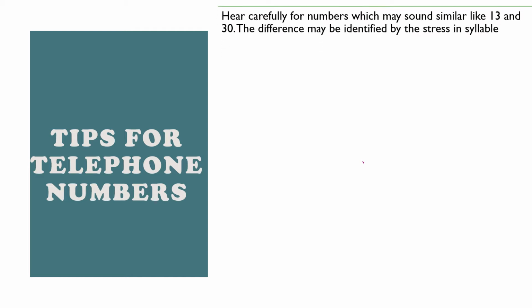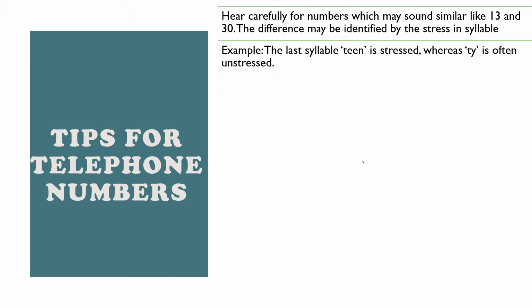So how should we hear telephone numbers? Now, what we can expect while listening to telephone numbers in our exam? So you must listen very carefully to the numbers that sound similar. 1330, okay, 1330, 1550. So the teen words, TEN, okay, the teen words and TY words mostly look similar, sound similar. So we should be very careful when we are listening to numbers that come in teen or TY.